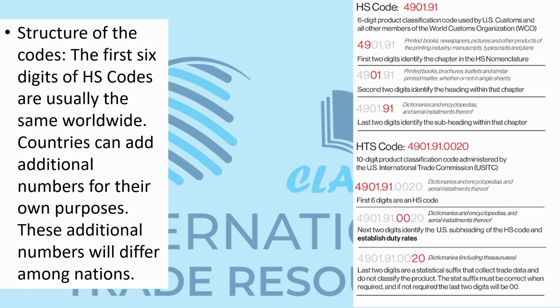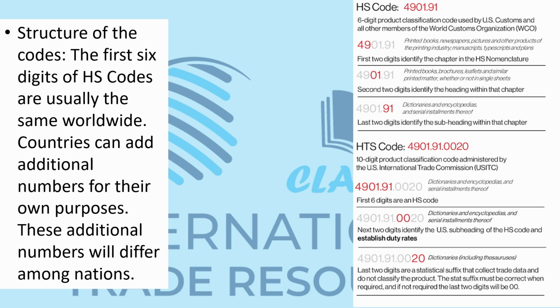Now, those first 2 identify the US subheading of the HS code and establish duty rates. The last 2 digits are a statistical suffix that are used for collecting trade data and do not classify the product. If it's not specifically listed, the last 2 digits will be 00. It's also important to note that countries can add additional numbers for their own purposes. So, for example, Germany and the United States could have different HS codes for the same product. They can differ among nations.